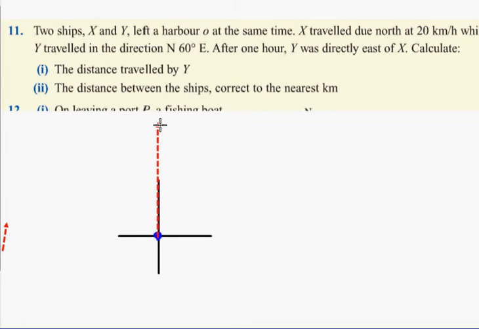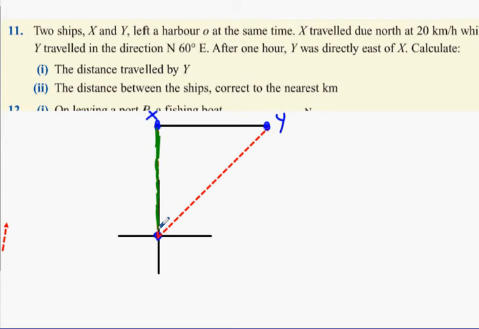The next ship goes north 60 degrees east, so that's north, and then it goes east 60 degrees, and it ends up completely to the right of the last one. Where does it say that? Directly east of X. So that's X, that's Y. The green side is the distance travelled by X. The red side is the distance travelled by Y. And the black side is the distance between X and Y.